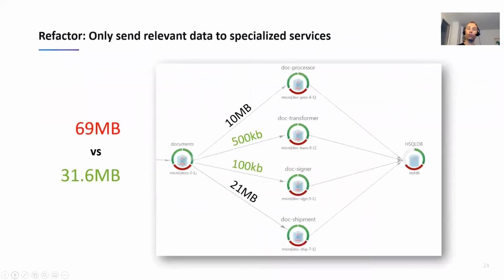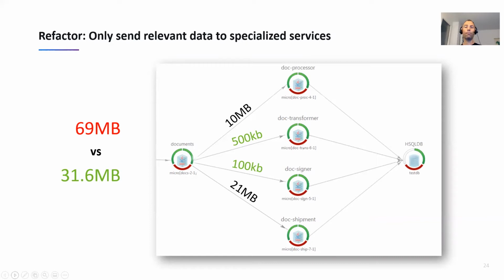So in the end, they were looking at this and they changed the architecture so that only the relevant pieces of the document were sent to the individual components until the final document was sent to the doc shipment that put it back together. But you can see here, this is reducing the network overhead by more than half, which is a lot if you think about how many documents might be sent for digital signature.